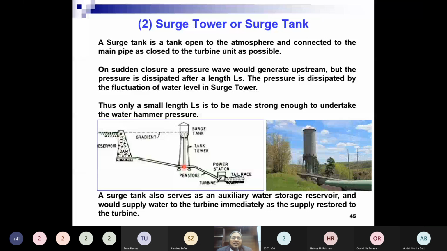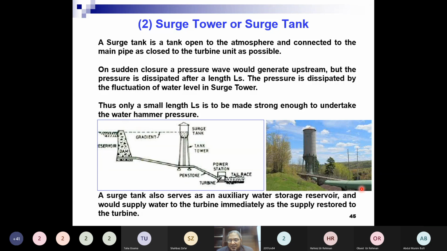But is it clear? So what happens by providing a surge tank? Only a very small length we need to design by considering the hammer pressure. The rest of the pipeline, we have to design on normal pressure. So one more benefit of the surge tank is that it also serves as an auxiliary water storage reservoir. So a lot of water remains stored inside. And suppose due to any reason, for a very short time, the supplies are disconnected, this water can be utilized to run the turbine. All right.